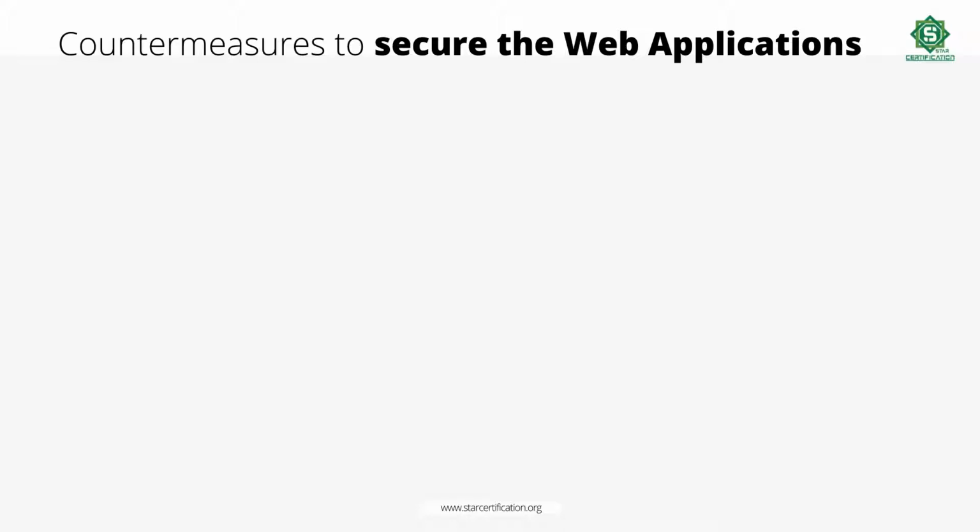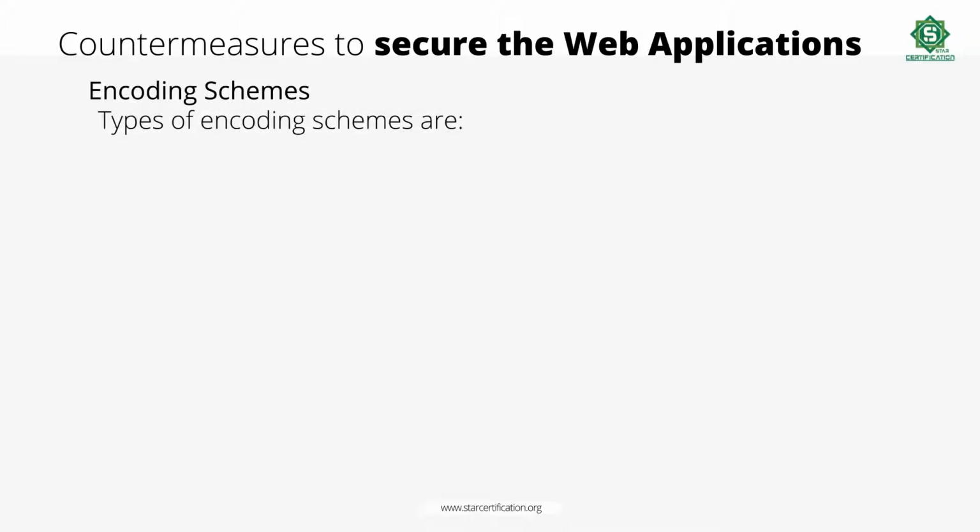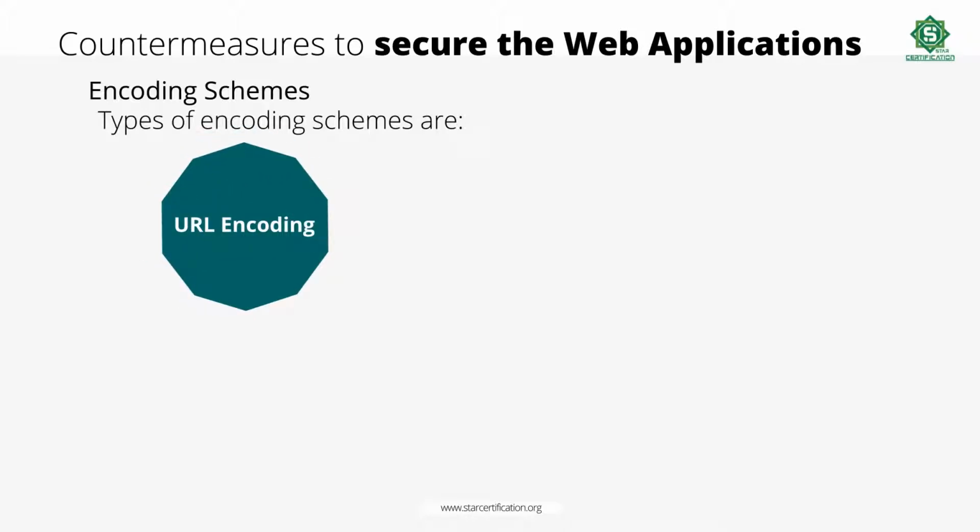Let us now learn about different types of countermeasures that are available to defend against various types of attacks. In web applications, different types of encoding schemes for the data are involved to safely handle unusual characters and binary data in the way the user intends. Some of the types of encoding schemes are URL encoding. It is the process of converting a URL into valid ASCII format so that the data can be safely transmitted over the HTTP request.